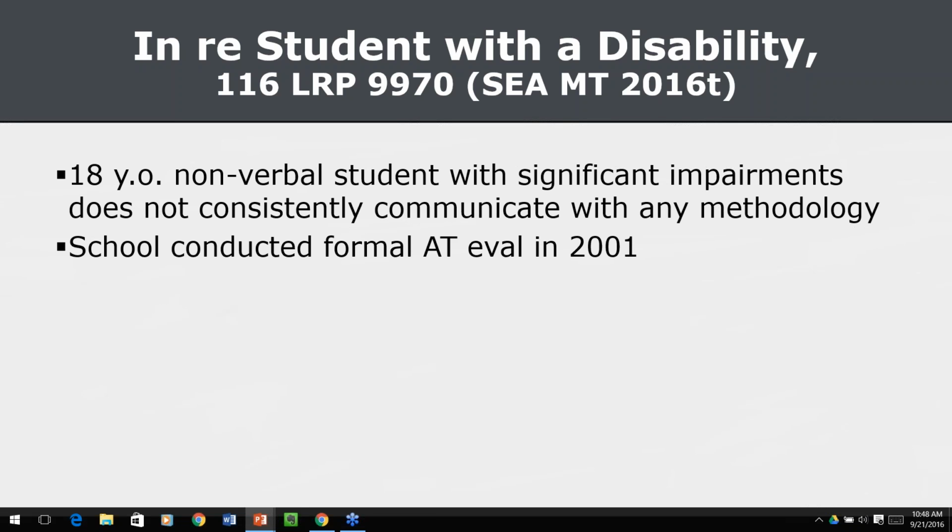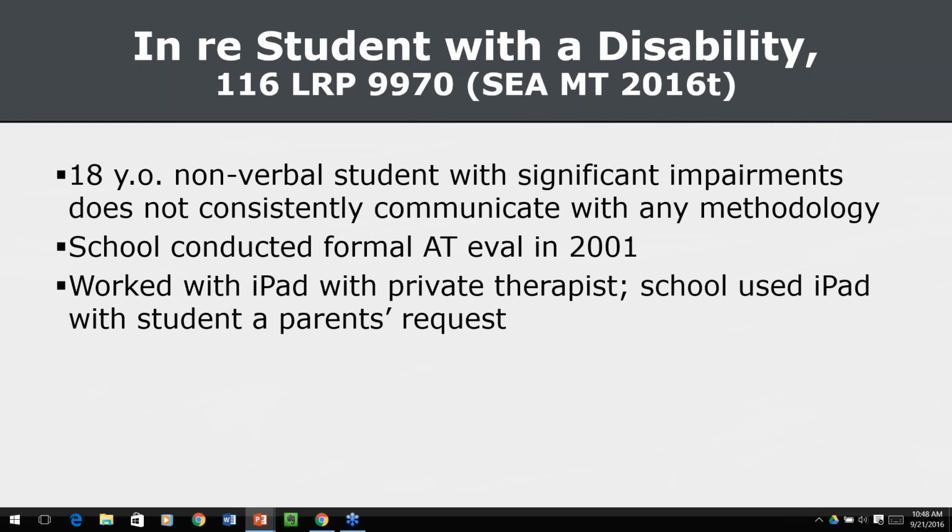In 2001, now notice, whoops, there's a typo, sorry for the T behind the 16. Notice this is a 2016 case. They'd done the AT evaluation in 2001, right? Well, think about that. In 2010, iPads were invented. So the formal AT evaluation was 10 years before even iPads were implemented. And this is 6 years after iPads were implemented, and they still haven't done anything. They had done things, but they hadn't done a formal AT evaluation.